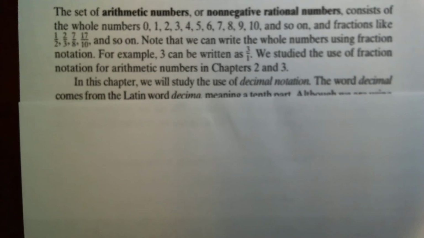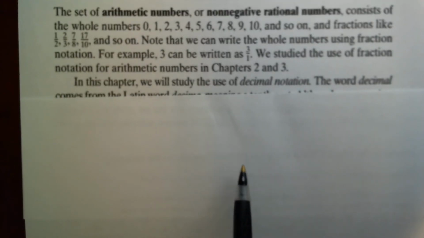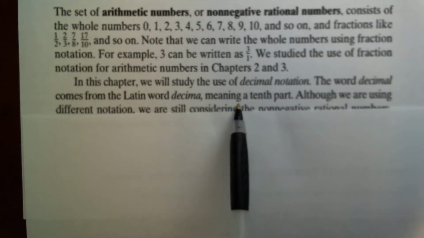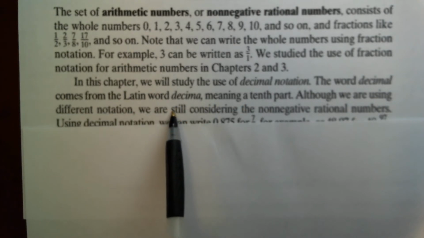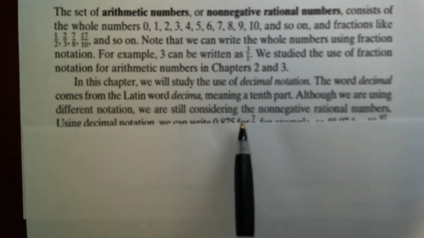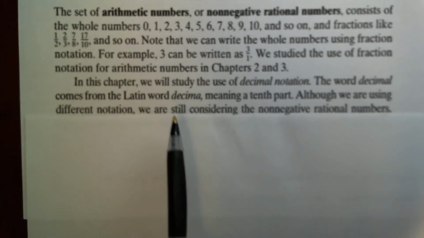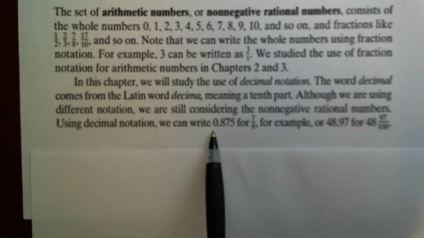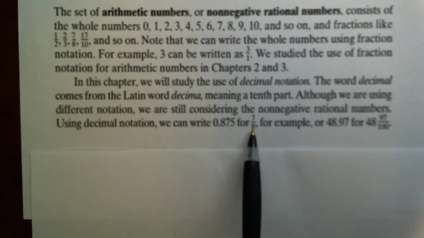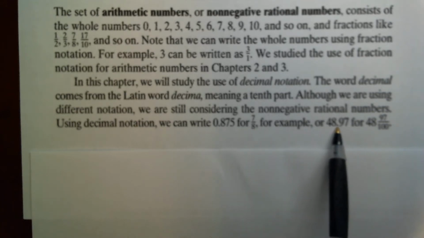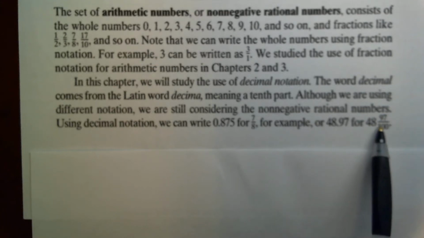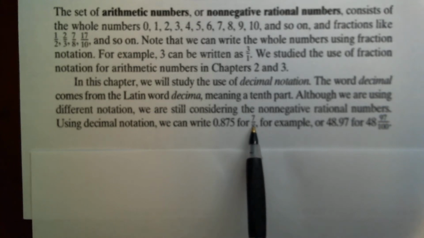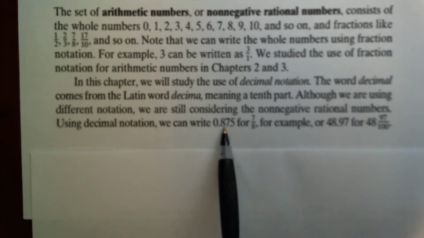In this chapter, we'll study the use of decimal notation. Decimal comes from a Latin word, decima, meaning a tenth part. Although we're using different notation, we're still considering the non-negative rational numbers, the numbers we just discussed. Using decimal notation, we can write 0.875 or 48.97 as 48 and 97/100. In other words, rational number notation and decimal notation are equivalent.